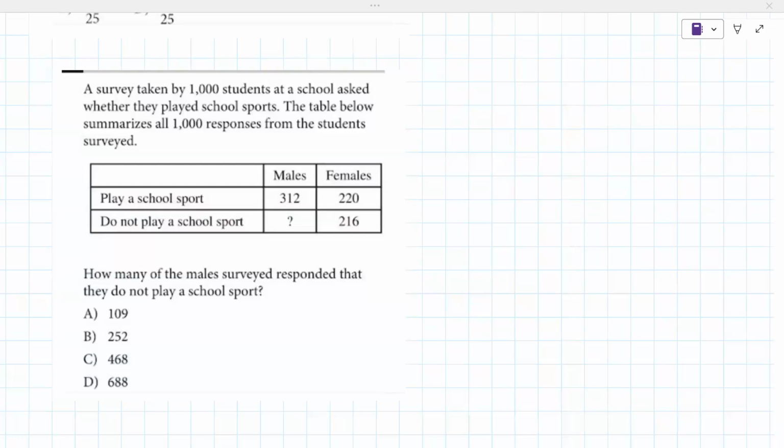A survey taken by 1,000 students at the school asked whether they played school sports. The table below summarizes all 1,000 responses from the students surveyed. How many of the males surveyed responded they do not play a school sport? Okay.